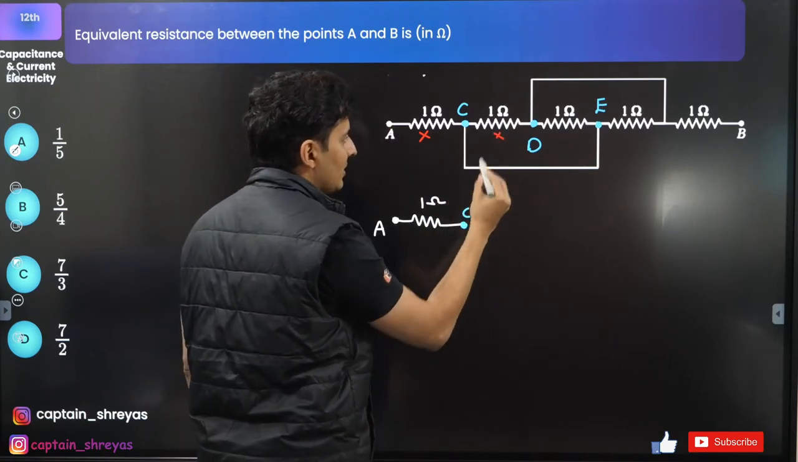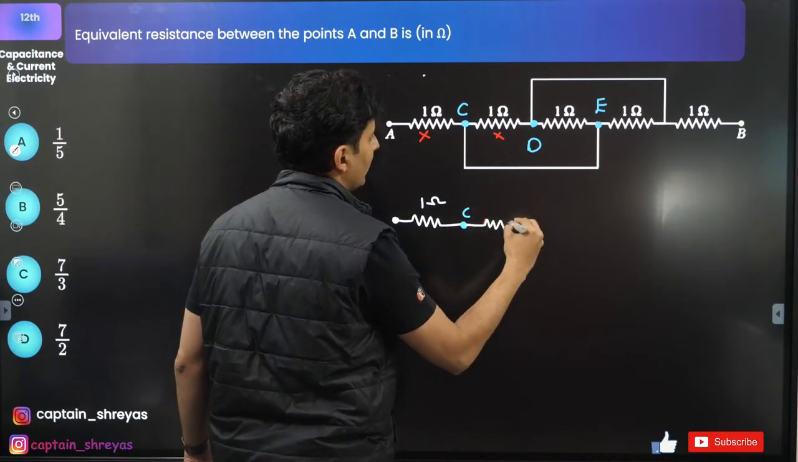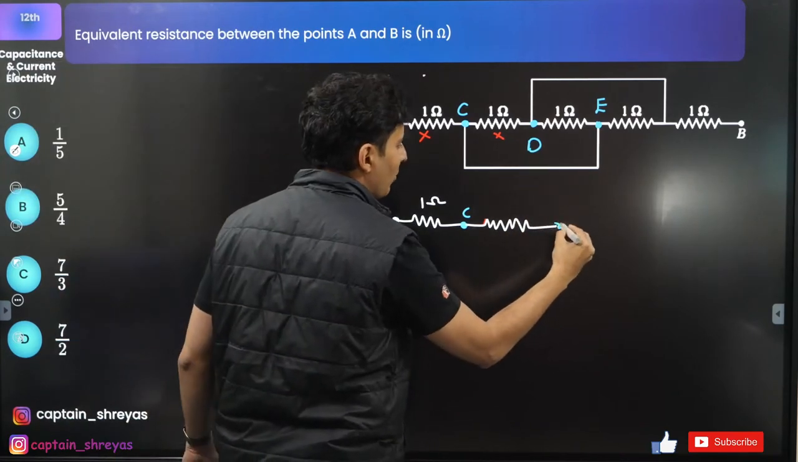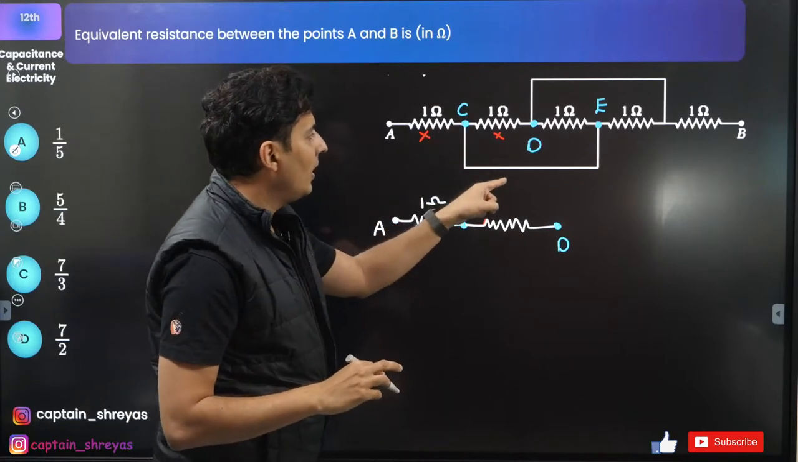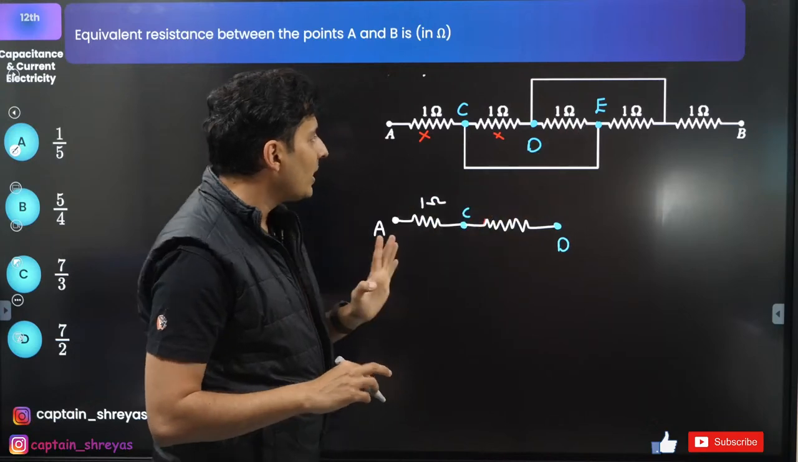I'll take care of this resistance. So I'll just put a cross over there. So this resistance is already done, which is just basically connected to this particular point D. Perfect. C is also connected to E.